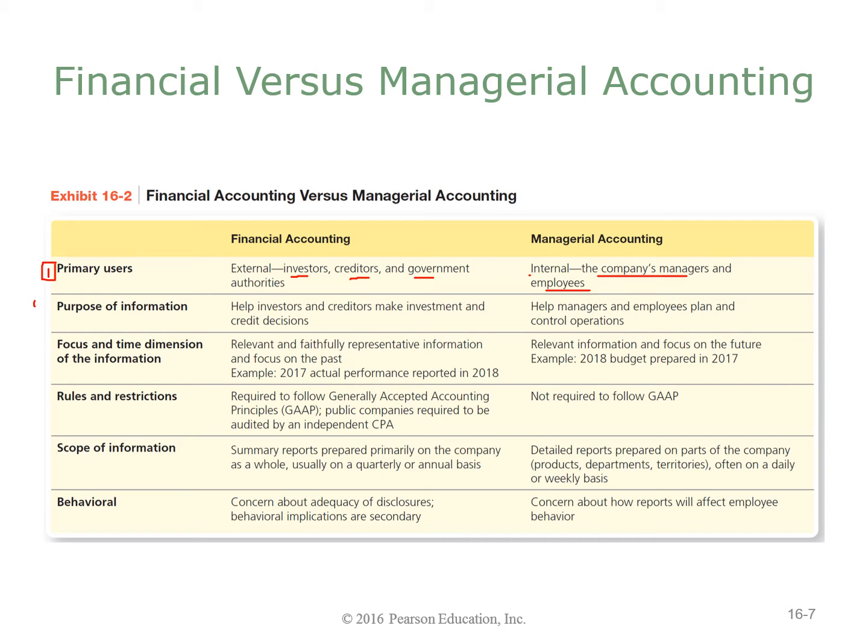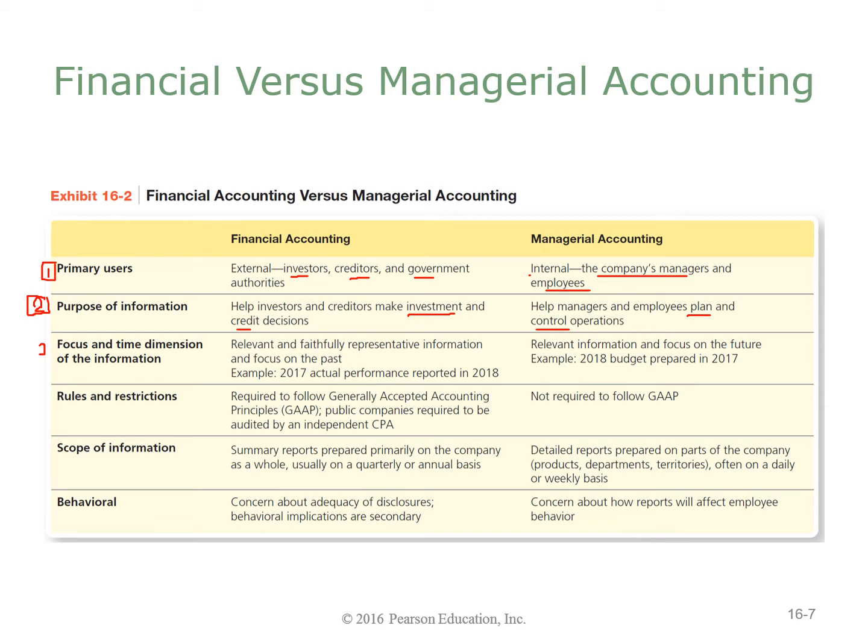What is the purpose of that information? Number 2: financial accounting helps investors and creditors make investment and credit decisions. Investment means investing their money in the company, and credit means lending the company money. In managerial accounting, we help managers and employees plan and control operations, plan and control, as we just said in the previous slide.